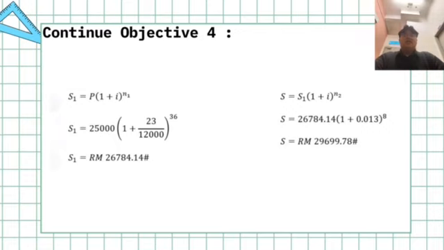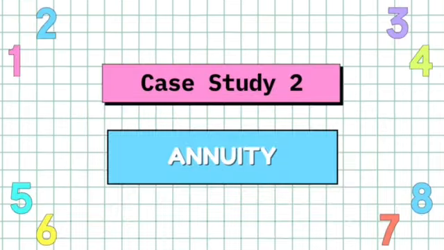S equal to S1 times (1 plus I) to the power of N2. From the equation, S equal to 26,784 ringgit and 14 cents times (1 plus 0.013) to the power of 8, and S equal to 29,699 ringgit and 78 cents.